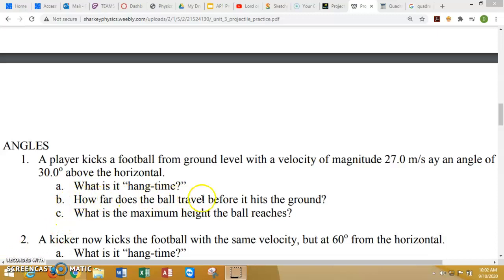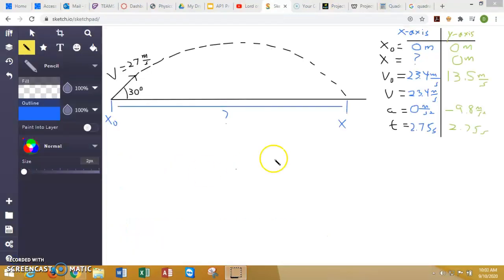What is this? How far does the ball travel before it hits the ground? How far? That's a displacement. How far does the ball travel? That tells me it's a displacement. It isn't the x or the y. So how far does it travel before it hits the ground? They're talking about this x displacement, which is called range. That's my question mark there. I'm going to be in this blue column, the x column. I'm solving for range. I'd love some equation that just said delta x is equal to what?